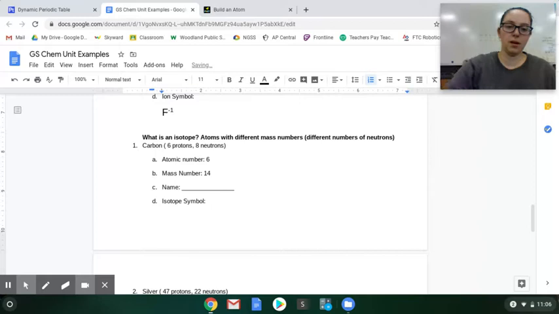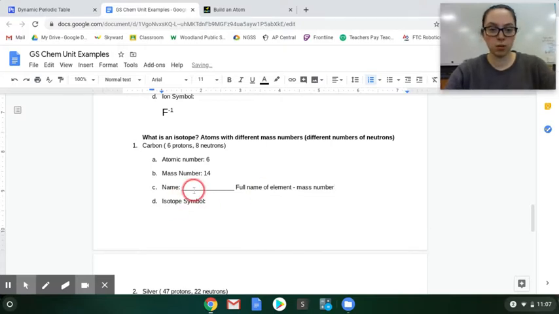Now, we're doing the name. For an isotope name, we do the full name of the element, a dash, and then the mass number. Let me write that down. Full name, element, dash, mass number. That's what it is. So in this case, our element is carbon, and dash, here's the mass number, 14. Carbon-14.